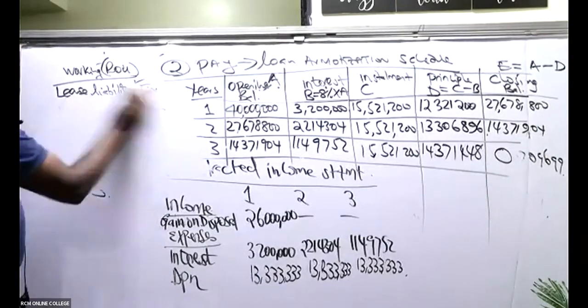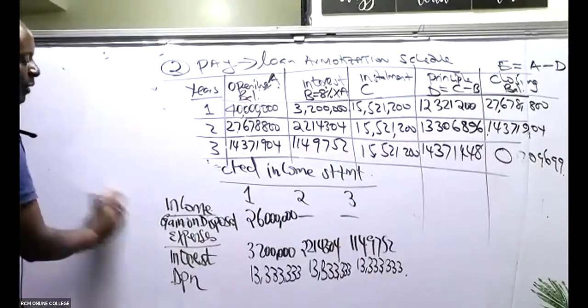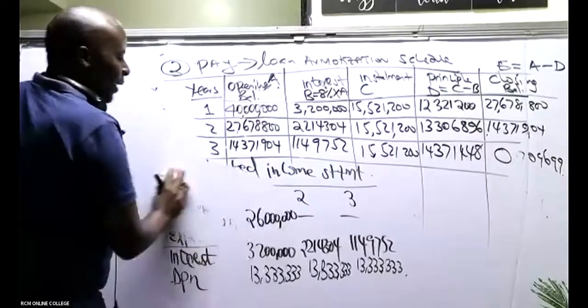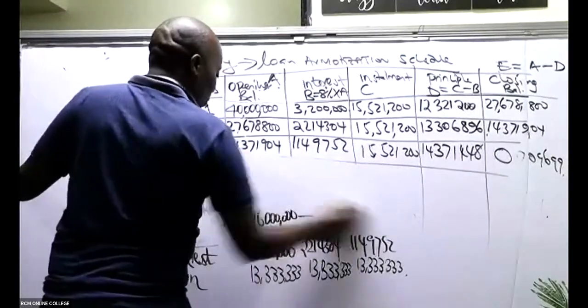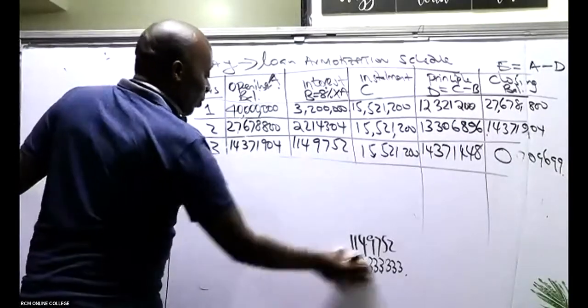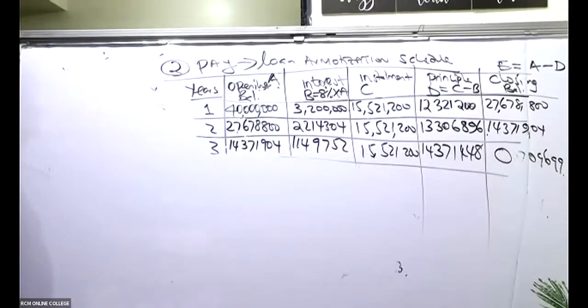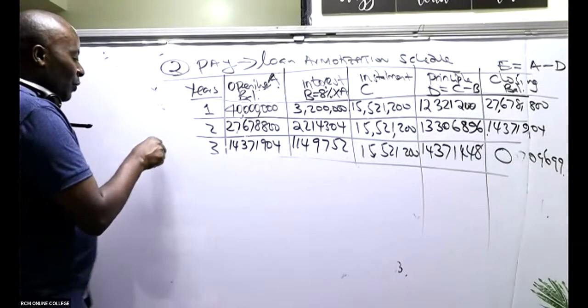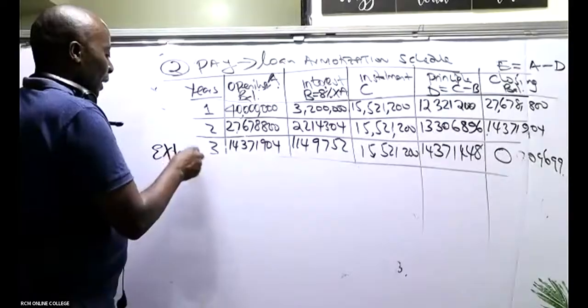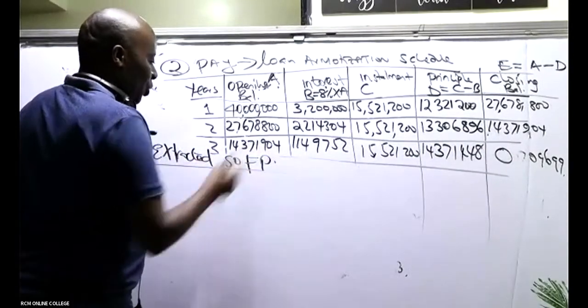All right. So the last one, that is number 4, now you'll be able to give us an extracted statement of financial position. So give us here the extracted statement of financial position.